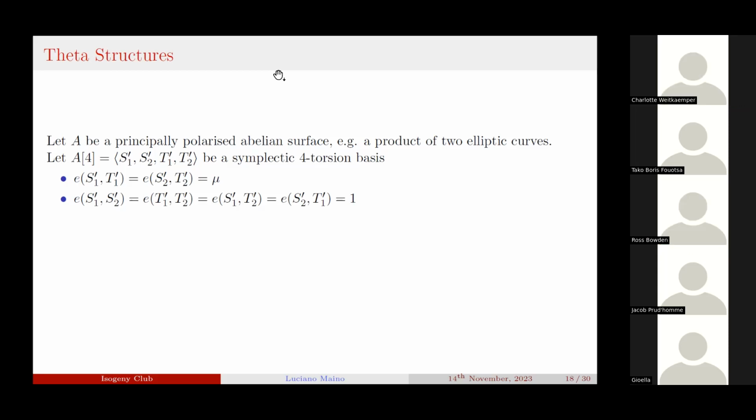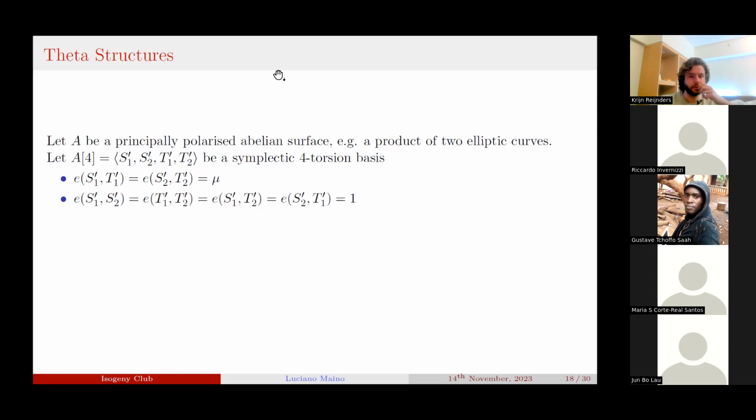What about dimension greater than 2? Do the Jacobians of curves of genus g... can you try to explain it better?